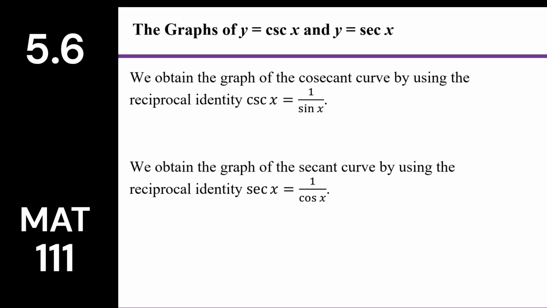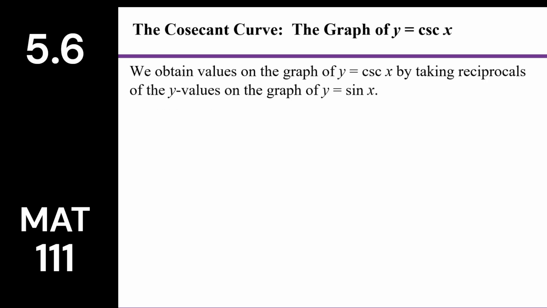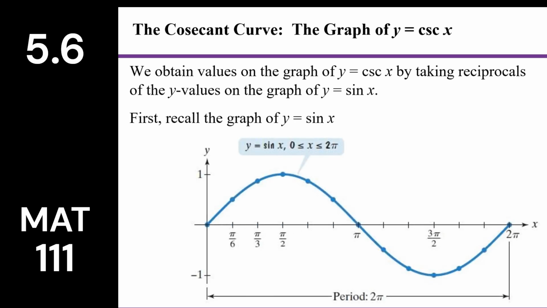Cosecant is 1 over sine, and secant is 1 over cosine. We will obtain values on the graph of the cosecant of x by finding values on the graph of the sine of x. Recall the graph of y equals sine of x has these 5 key values.